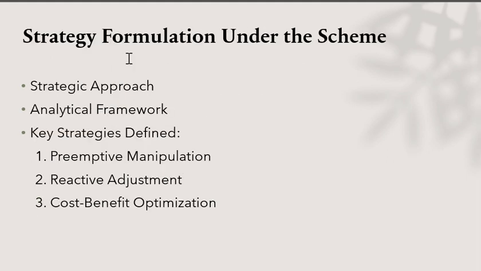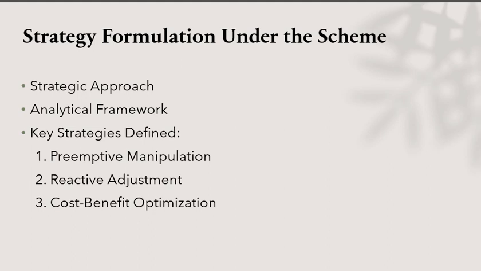Now, moving to the strategy formulation under the scheme. In the exploration of the manipulation scheme for competitive polymetric games, a critical component emerges: the strategic maneuvers designed to achieve optimal outcomes. This aspect isn't merely about adjustment, it represents a profound analytical dive into the game's dynamics and strategic positioning.